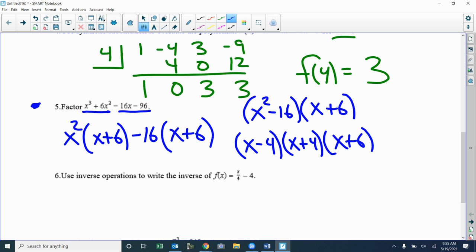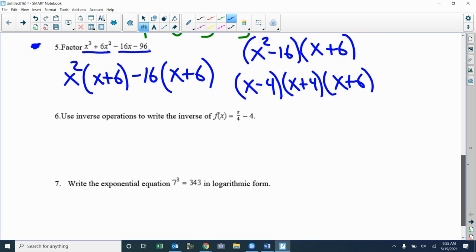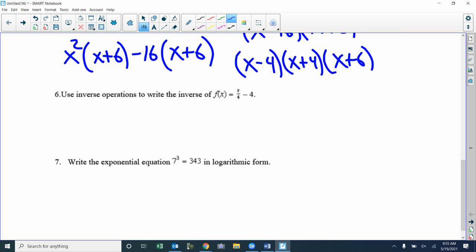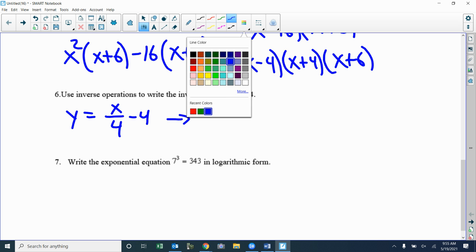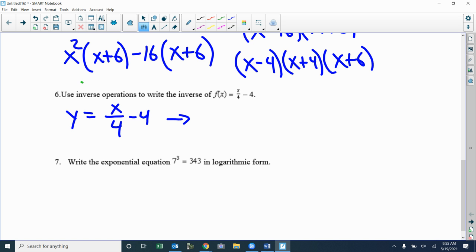Number 6, inverse. Got the old inverse working there. So if you remember that guy, we'll rewrite it as y equals x over 4 minus 4. Okay, now we're going to change it to x equals y over 4 minus 4. So we're switching that x and y. I will plus 4 on both sides.